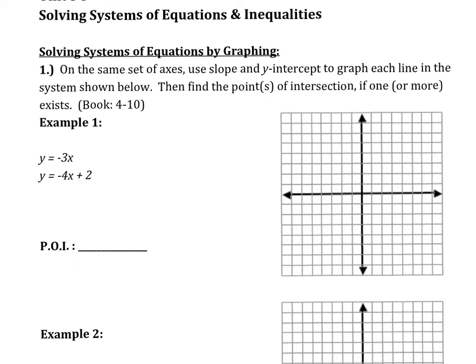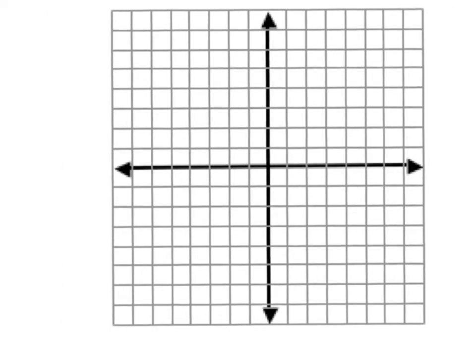In Unit 3, Part 1, we are solving systems of equations by graphing. We are going to start by graphing our first equation, which is y equals negative 3x. We are going to start at our y-intercept, which is 0. So over here I'm going to plot my point at 0, and then I'm going to go down 1, 2, 3 over 1.